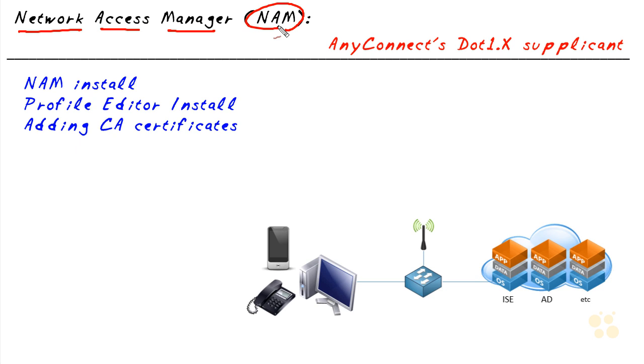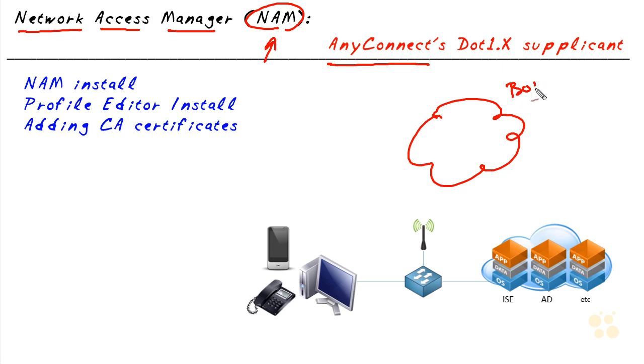Unfortunately, the acronym of NAM has been used a couple of times in the Cisco space, but here we're talking about this 802.1x component of the AnyConnect client. Now, traditionally, AnyConnect would be used if we want to build a VPN tunnel. For example, here's the internet. Here we have Bob out here in cyberspace.